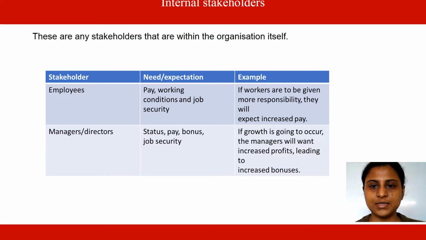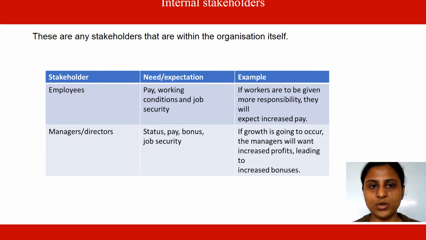First category is internal stakeholders. Now these are the stakeholders that are within the organization itself, and their objectives are likely to have a stronger influence on how the organization is run. Let's look at some of the examples of internal stakeholders and their objectives.